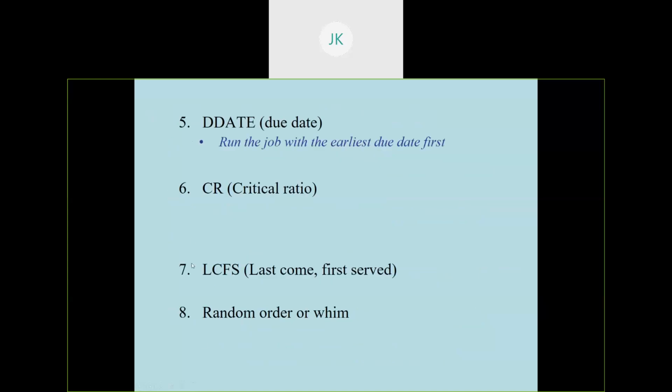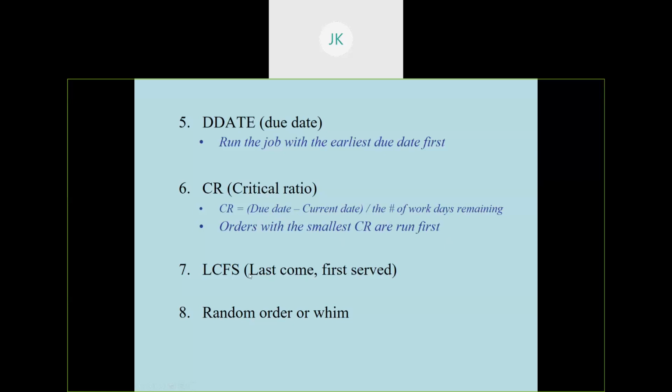And the due date rule: run the job with the shorter due date first, and so on. Critical ratio rule. Critical ratio means due date minus current date, that is remaining days, divided by the number of remaining work. Using this ratio, the smallest goes first, second, and so on.